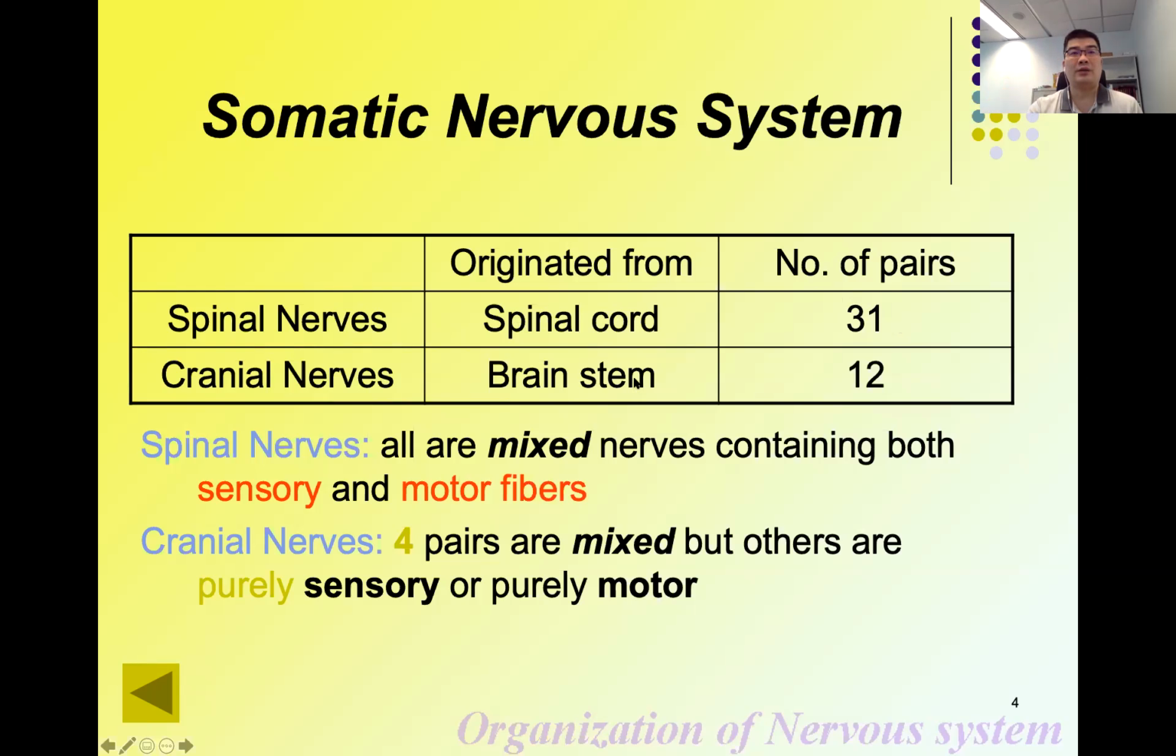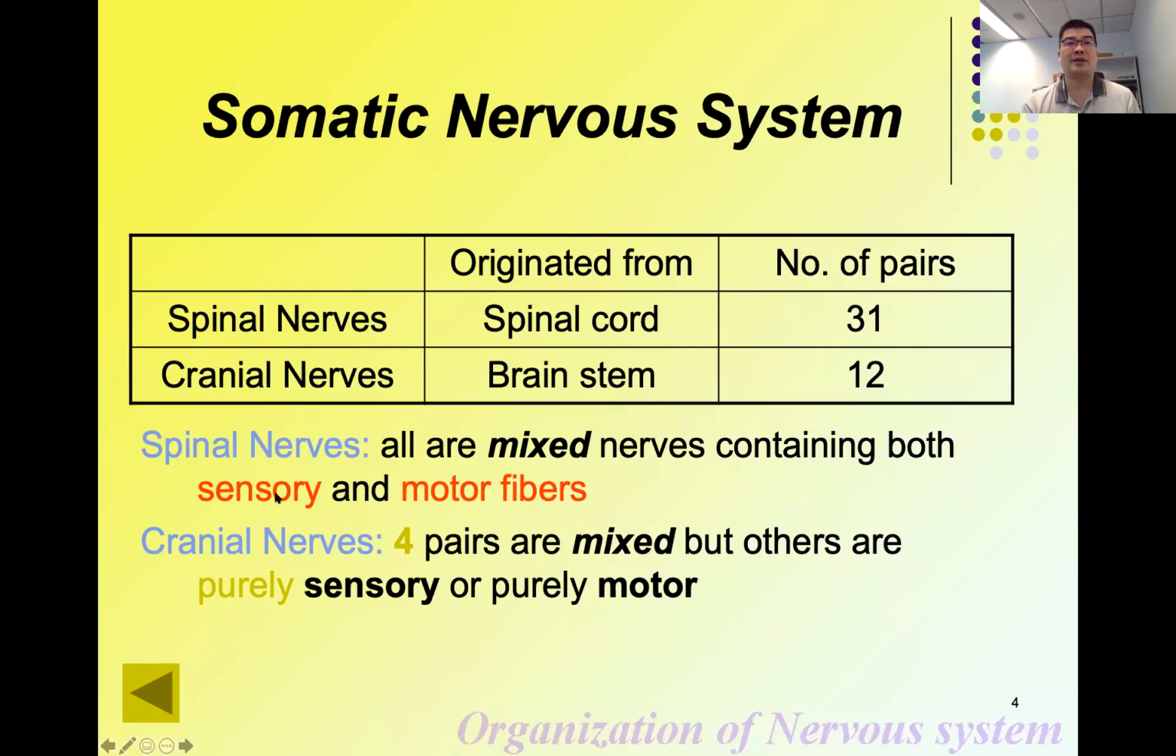Now, the cranial nerves actually come from the brainstem. So the brainstem is from around this region, and down there will be the spinal cord. There are 12 pairs, and because they come out on both sides, the left-hand side and the right-hand side, they control the left side and the right side correspondingly.